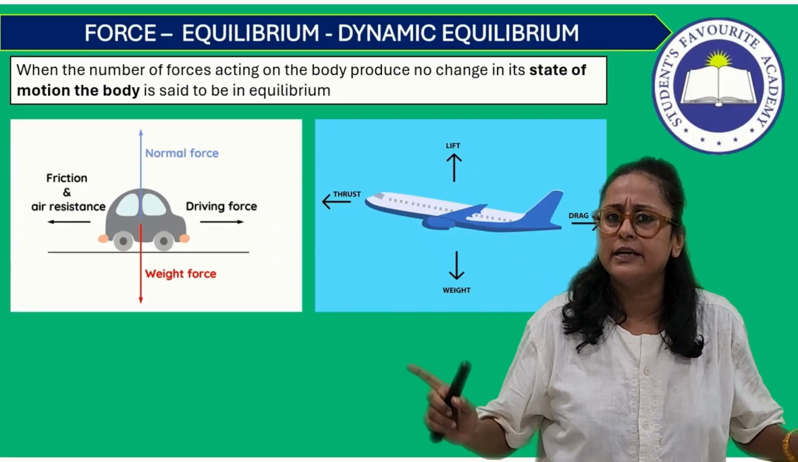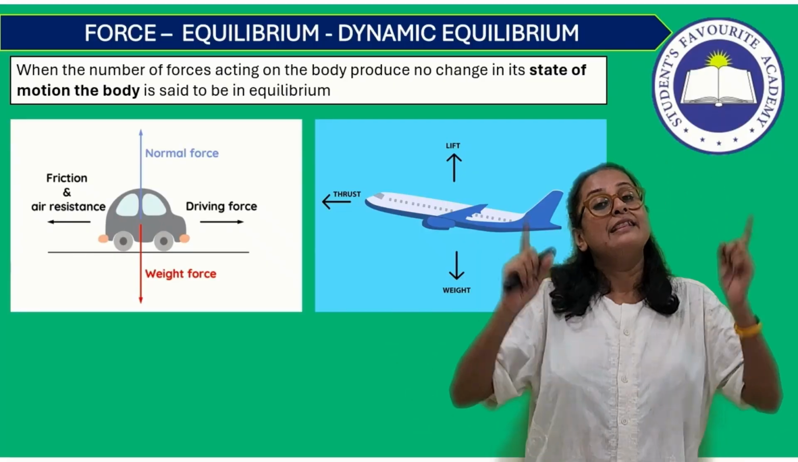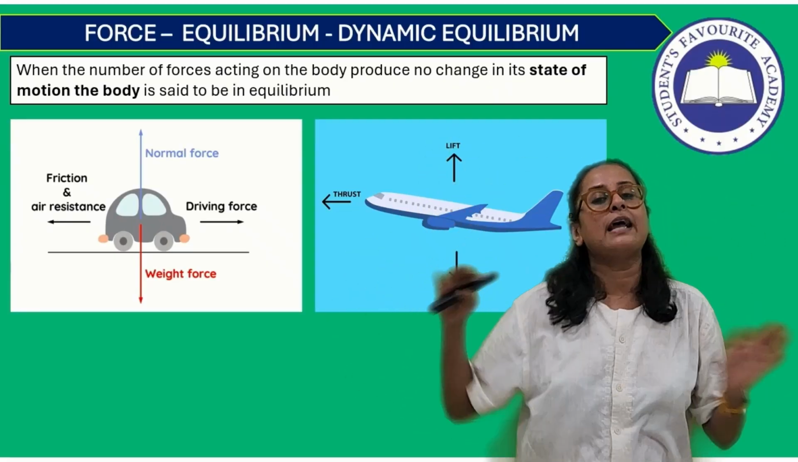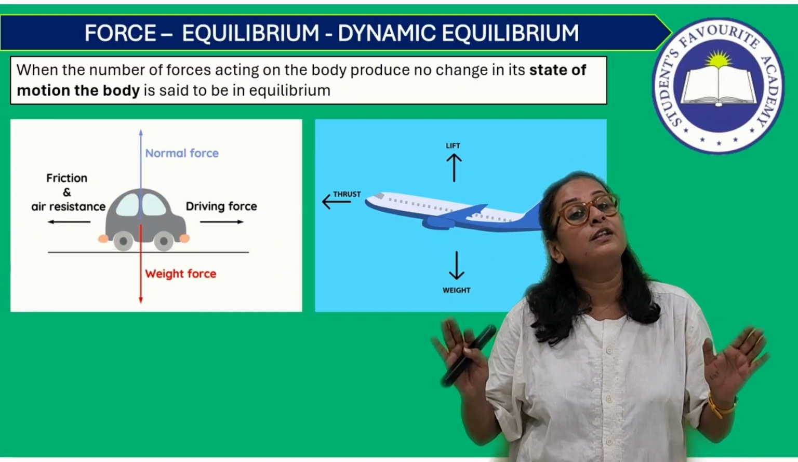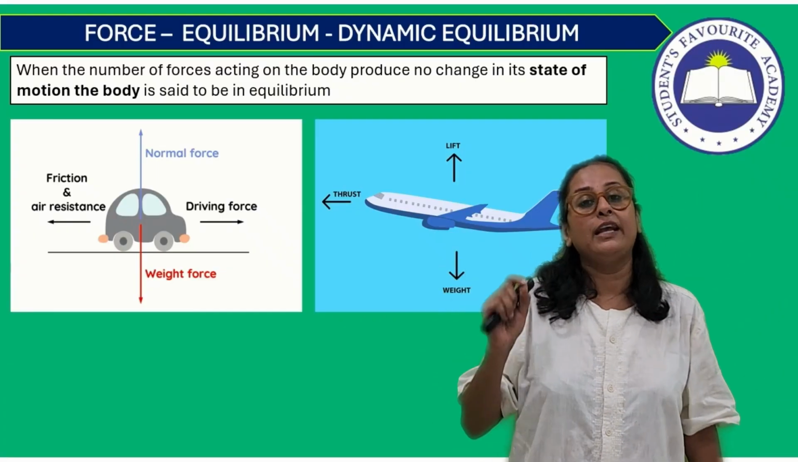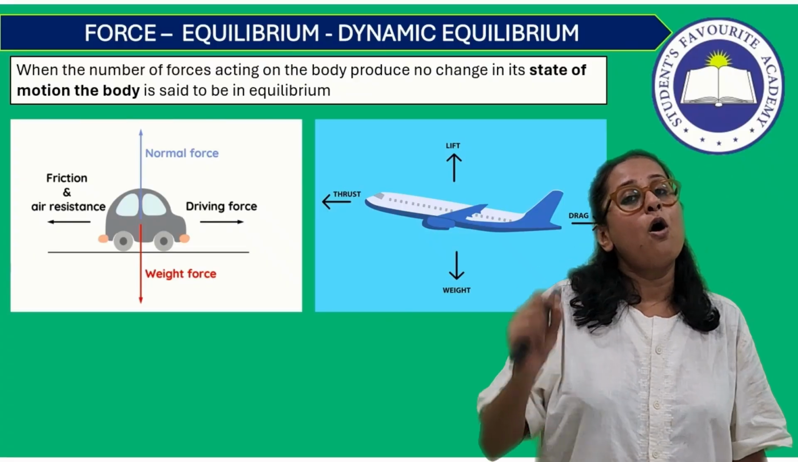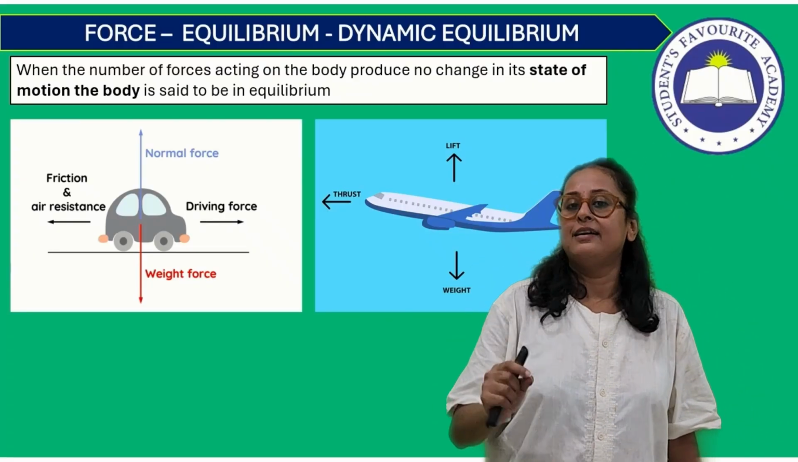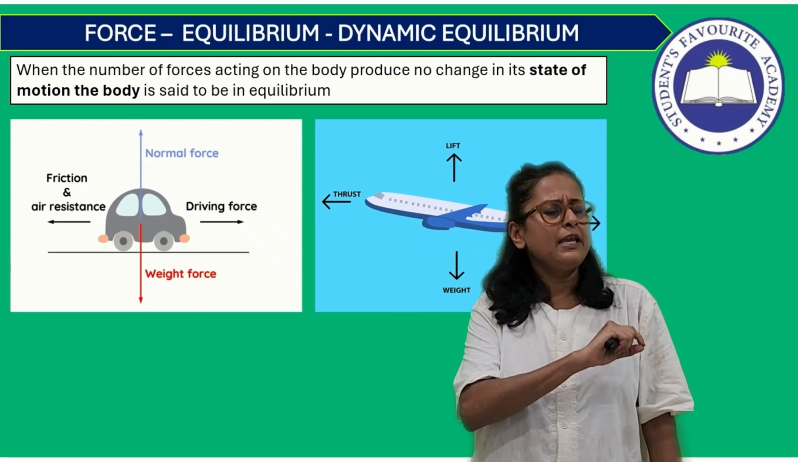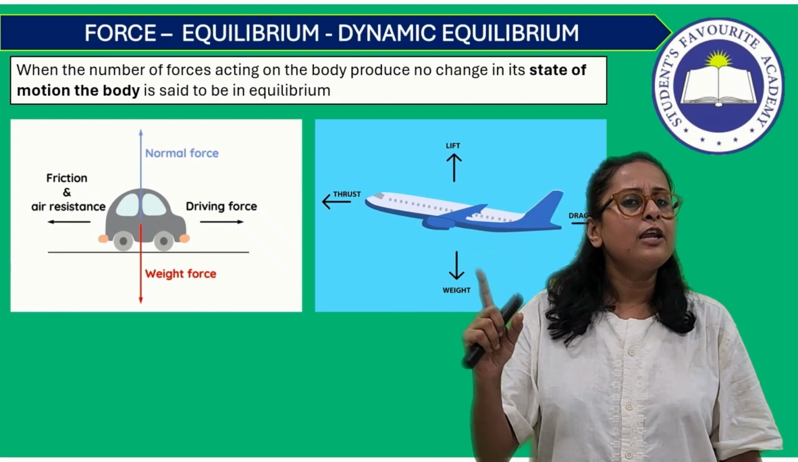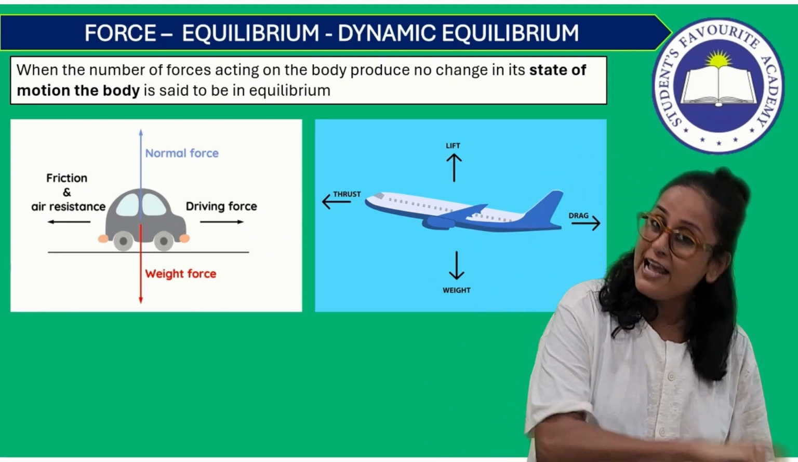Velocity is constant. So when velocity is constant, that can mean that all the forces acting on the body cancel out each other. So they are moving with the constant velocity when you take the example of a car or an aeroplane moving at a constant velocity. So these are your examples of dynamic equilibrium. Remember, static equilibrium, body is in a state of rest.